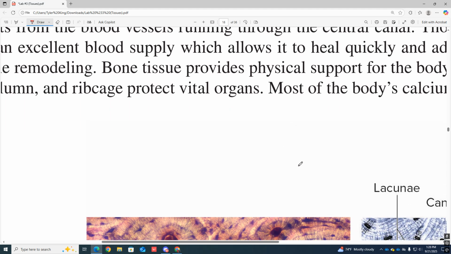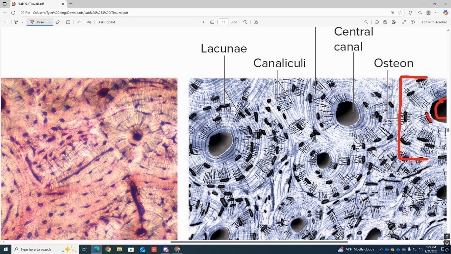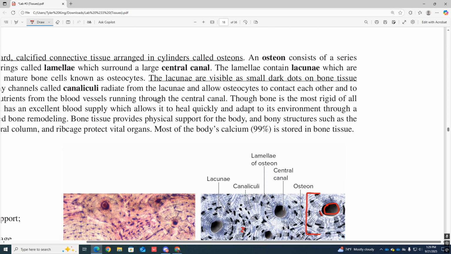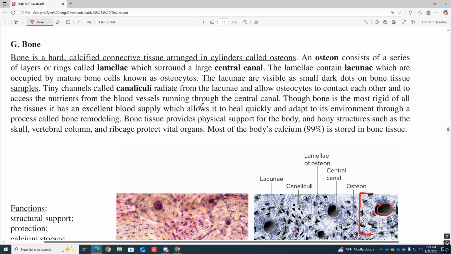So the central canal, the big openings here. The canaliculi are like these small hair-like projections that connect to each of those lacunae, those black structures in there, okay? Canaliculi means little canals, and they run in between the lamellae because they allow the osteocytes inside of the lamellae to contact each other and to access the nutrients from the blood vessels that run through the central canal, okay?